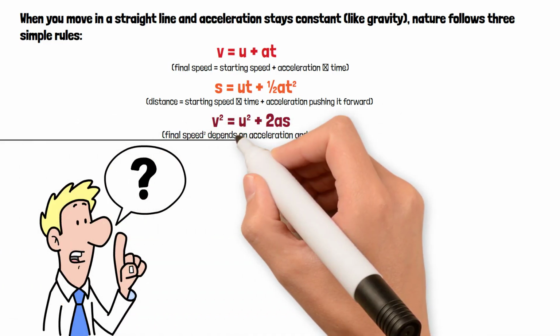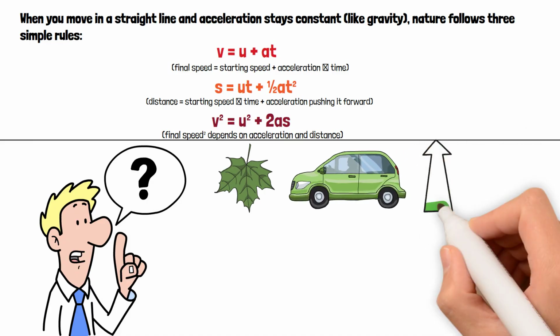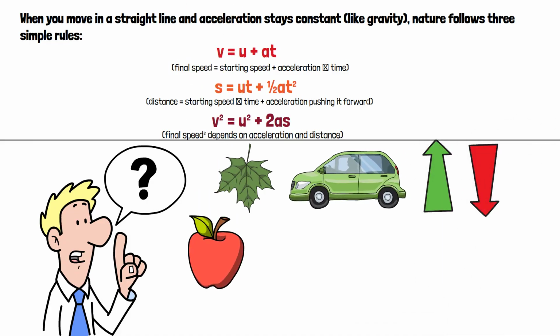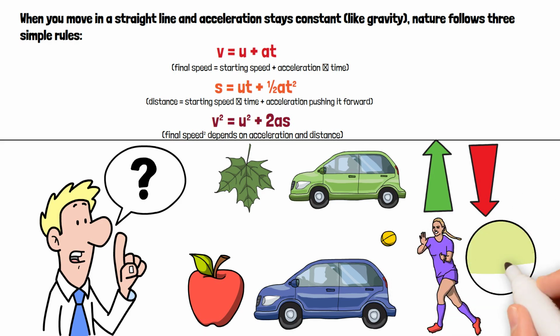These equations tell you everything about how something falls, moves, speeds up, or slows down. If you drop an apple, if a car speeds up, if a ball rolls on the road, these three laws describe all of it. Now think about this.